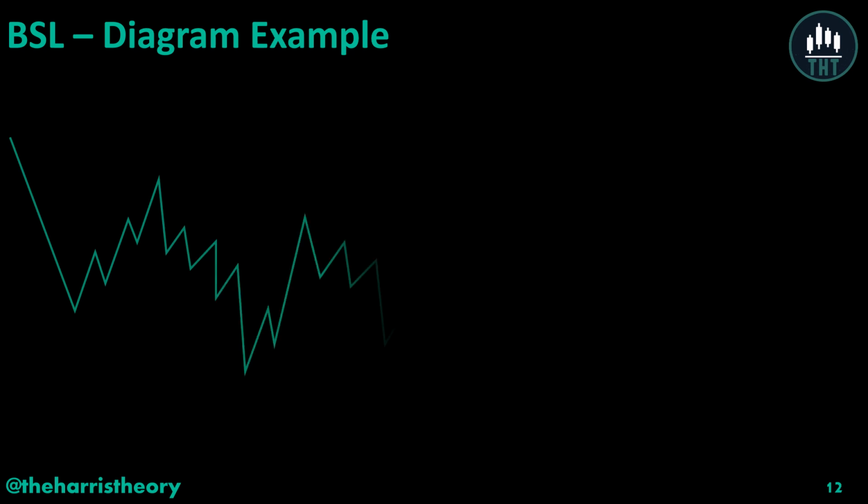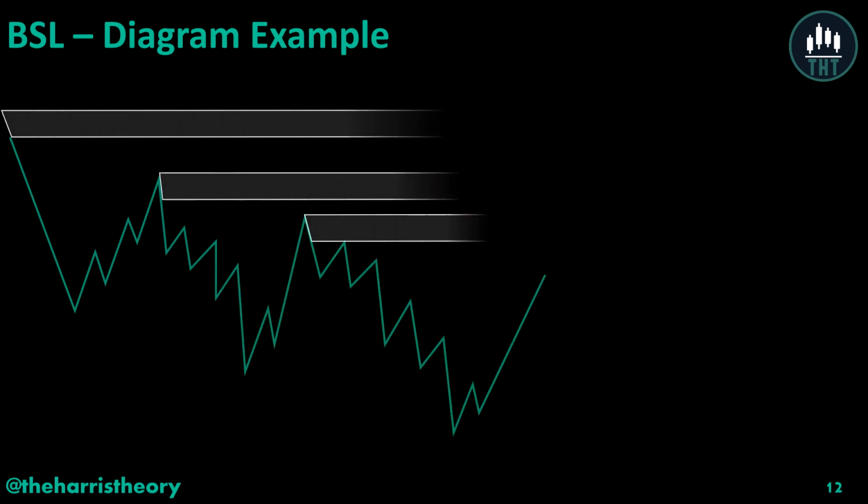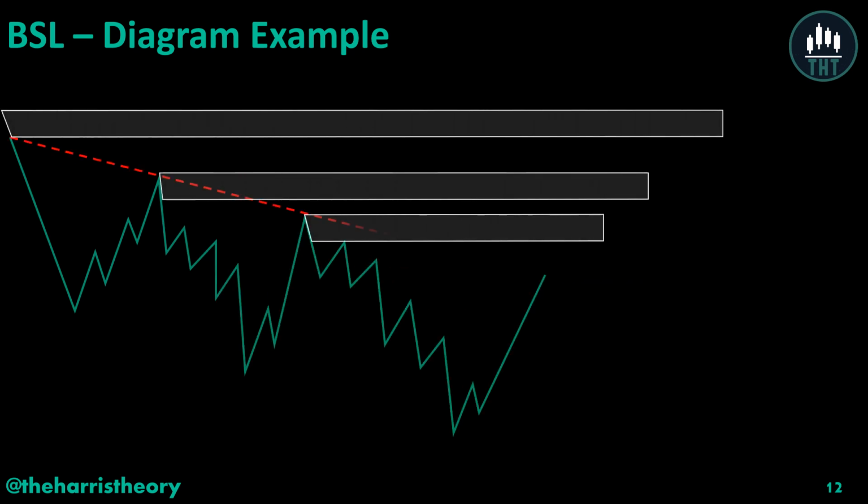Buy-side liquidity diagram example. Just to support my previous comments, I've marked up a theoretical example, and what you'll see is that the market pushed over the trend line, which we now call buy-side liquidity, to enter the extremities of a supply zone before selling off. I want you to jump onto TradingView and try and find this pattern. I think you'll be surprised just how many times you can find it and how many times you can see it.